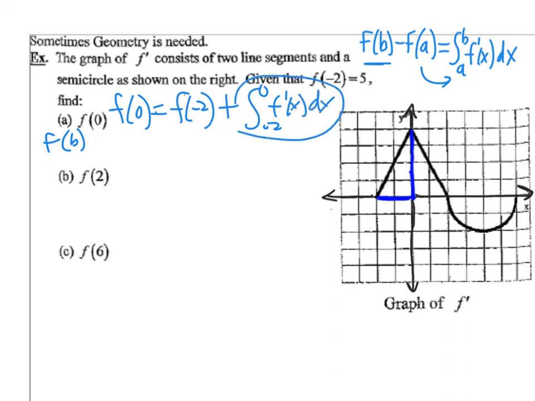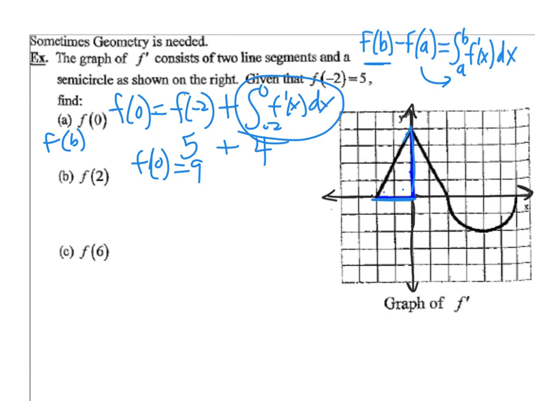Well, this part right here is just the area under the curve from negative 2 to 0. So if we start counting here, the area of this is 2 times 4 divided by 2, which is 4. So this part is 4. F of negative 2 is 5. And so f of 0 is going to be 9.